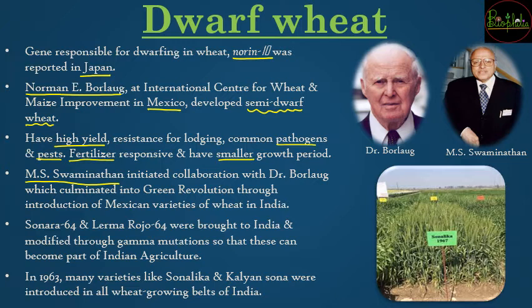So M.S. Swaminathan ने Dr. Borlaug के साथ मिलकर collaboration किया and in the collaboration he had introduced the Mexican varieties of wheats. Mexican varieties, that is the semi-dwarf wheat, had been introduced in India through the Green Revolution programme. अब यहाँ पे Mexican varieties को लाया गया, but these were not able to grow in the Indian climatic conditions. जो Indian climatic conditions में suit करने के लिए they had been developed as per the Indian climate.